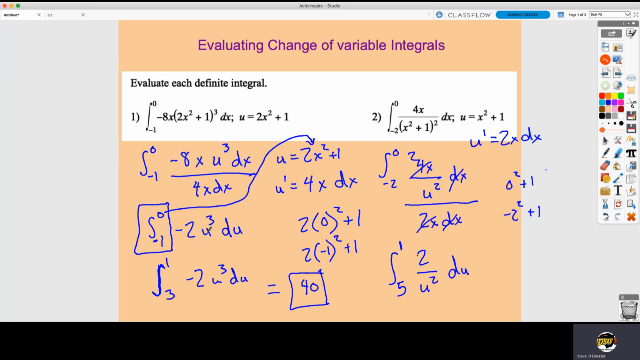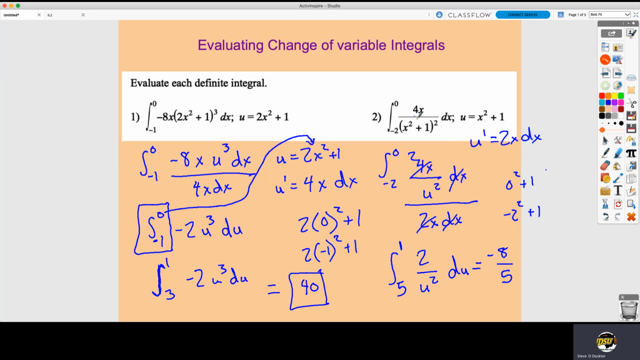What do we get? 8/5. Positive or negative? Good question. It should be -8/5 if you do it this way.